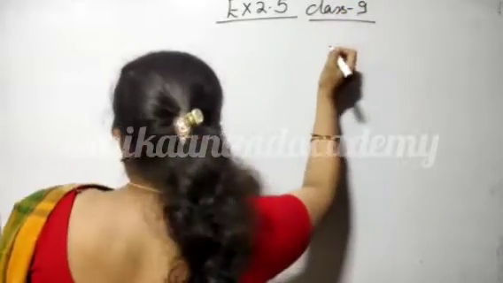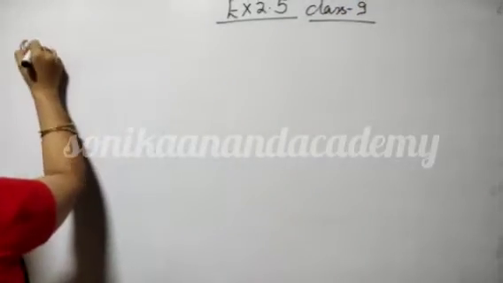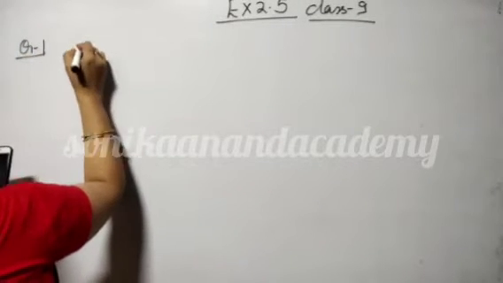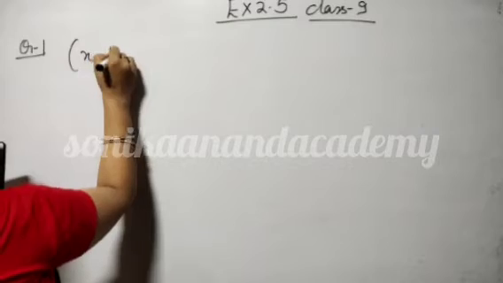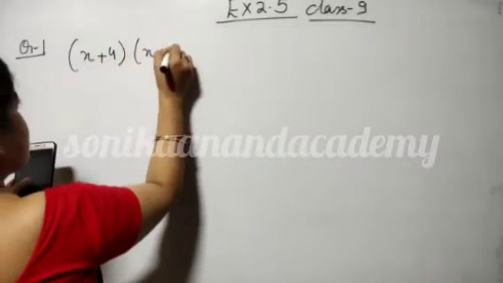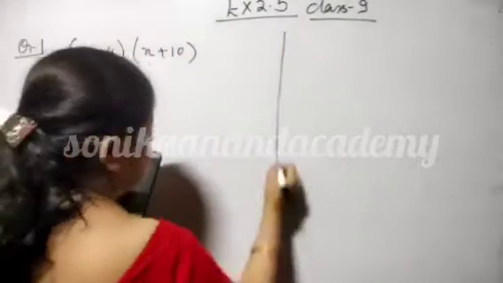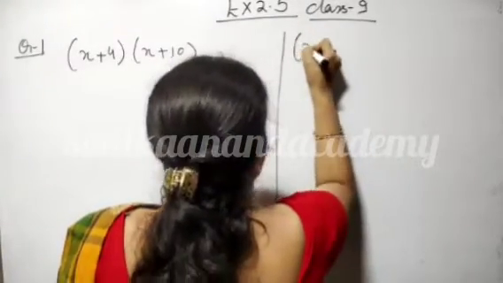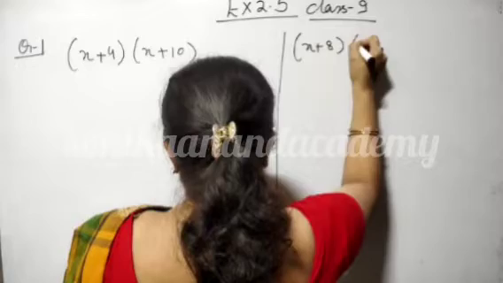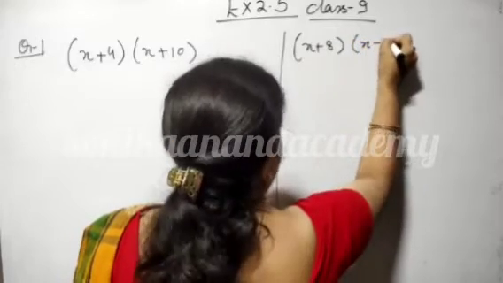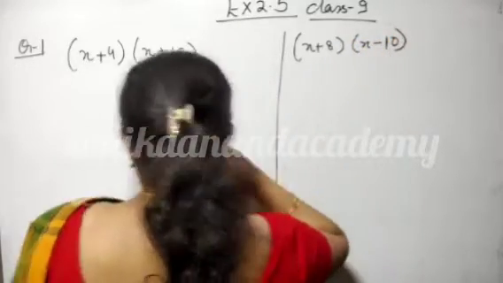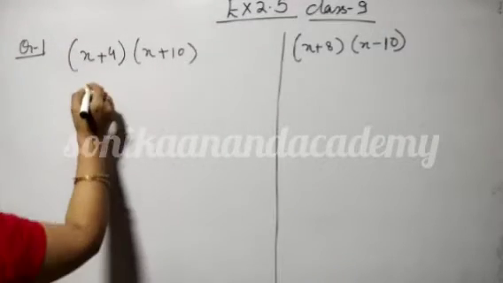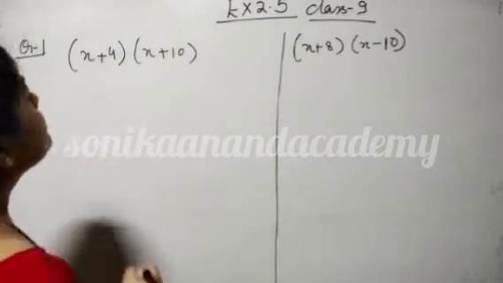NCERT CBSE board. In question number 1, we have to solve the following questions: (x + 4)(x + 10). In the second question, we have to solve (x + 8)(x - 10). Now, how will we solve them?